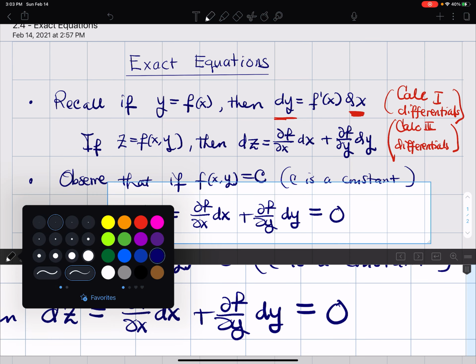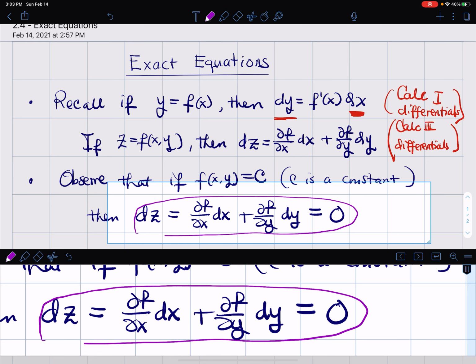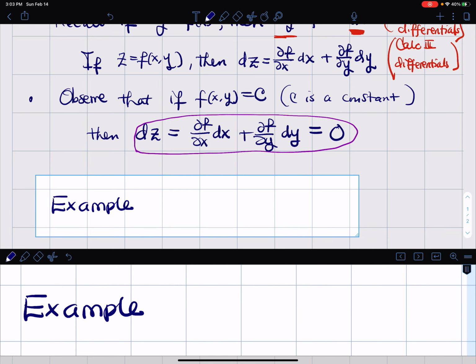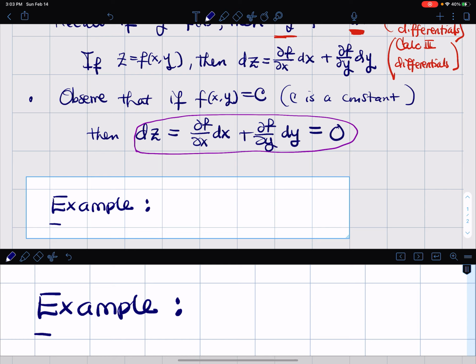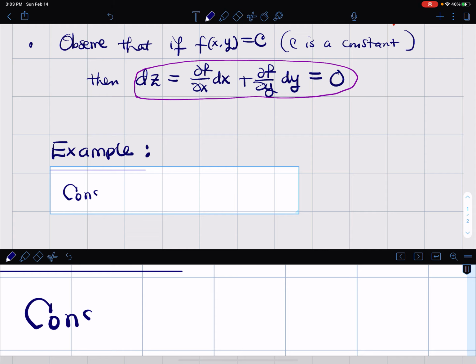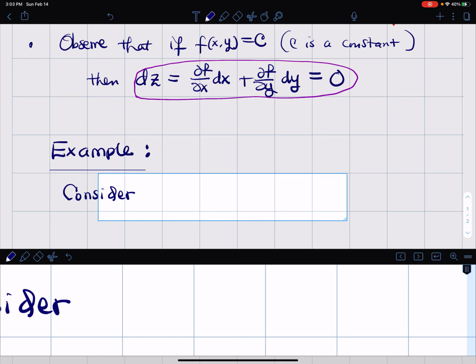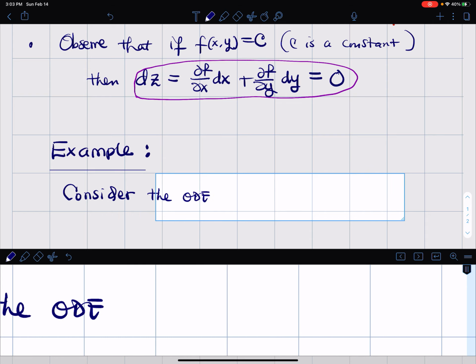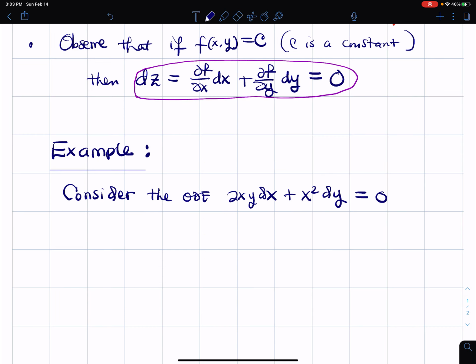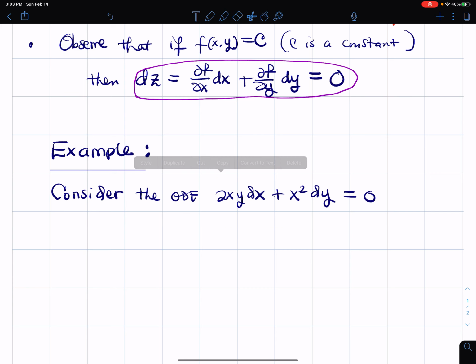All right, so I want you guys to remember this. We're going to come back to this. This is going to be very helpful to us. All right, let's do an example. So let's consider the differential equation, the ODE, 2xy dx plus x squared dy is equal to zero. Okay. So this is a differential form way of writing an ODE.